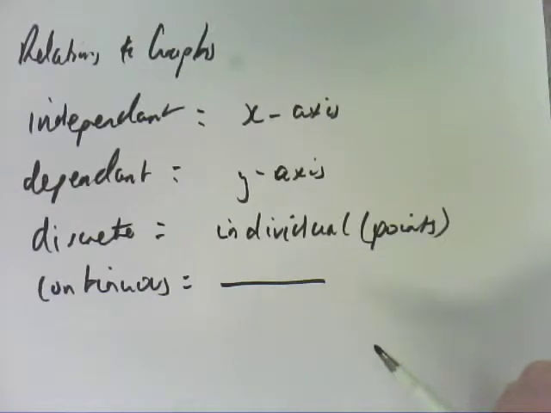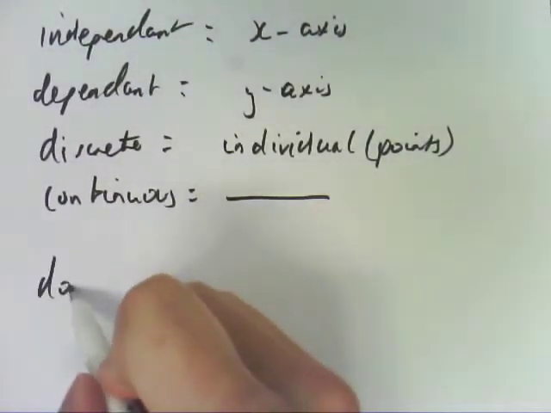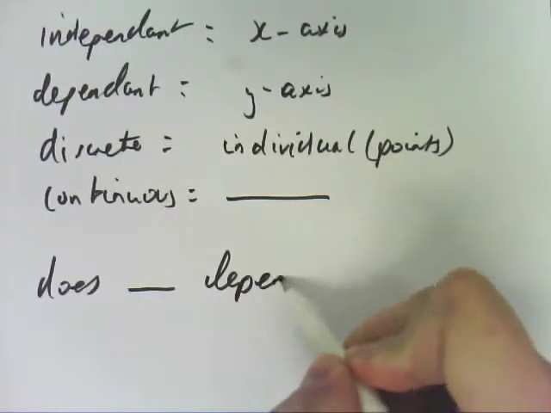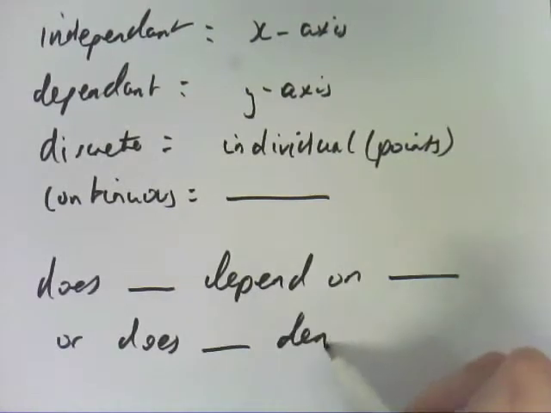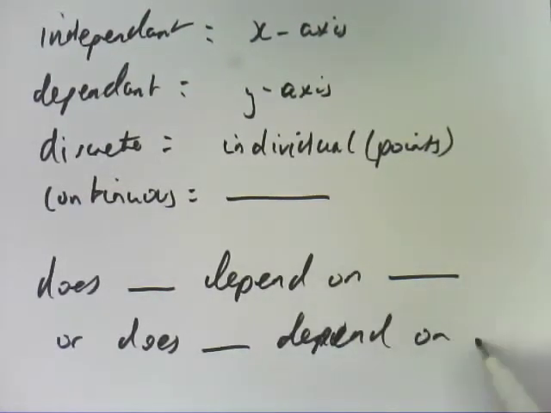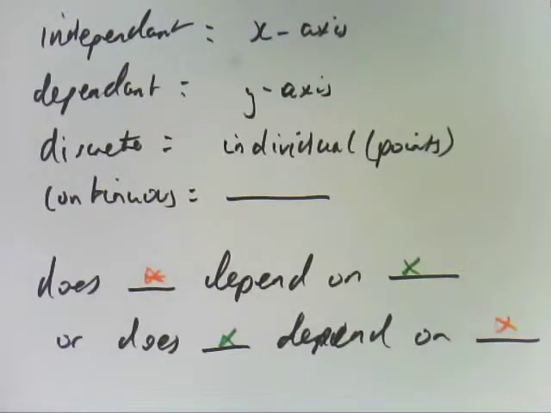Okay, so for example, independent and dependent is quite simple. You just use a sentence, and I use this sentence all the time. Does blah depend on blah, or does blah depend on blah? This is where the colour comes in. So does orange depend on green, or does green depend on orange? Make sure you've got that one down somewhere, because this is basically the way you work out, when you're graphing something, which one goes on which axis.